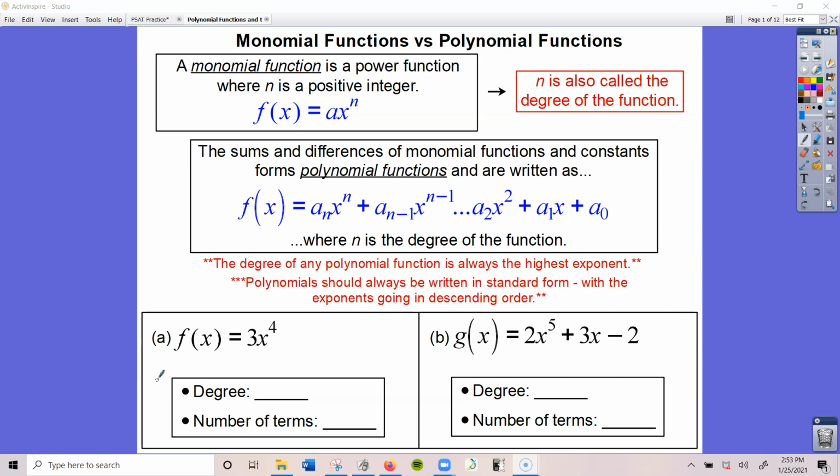Hey guys, today we're going to look at various properties of polynomial functions, so that we could graph them at the end of this lesson. So first we're going to look at how to classify a polynomial.